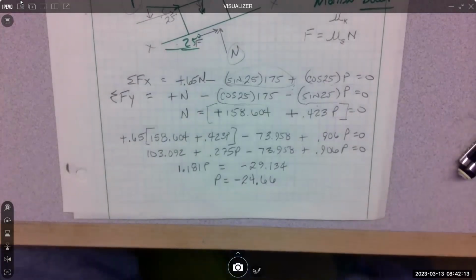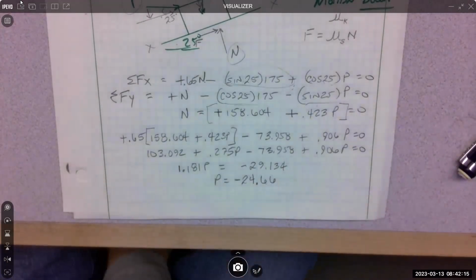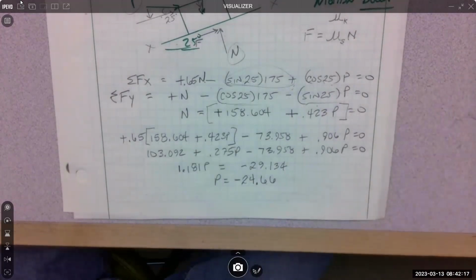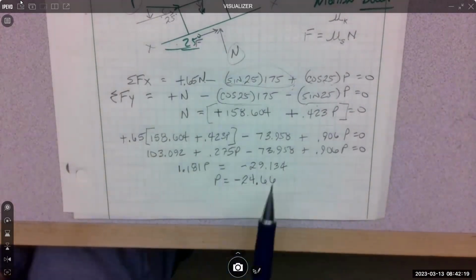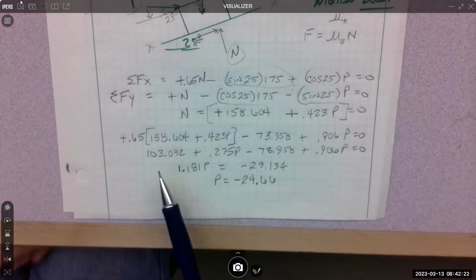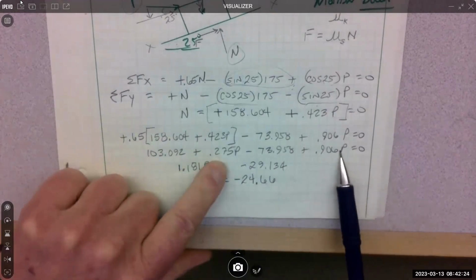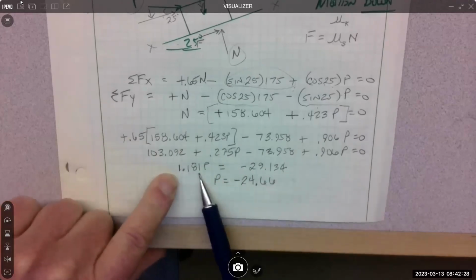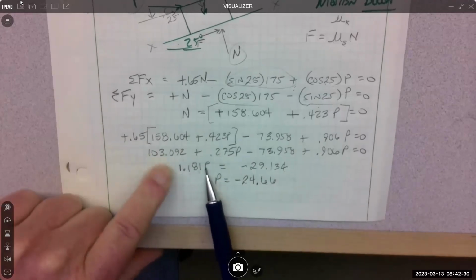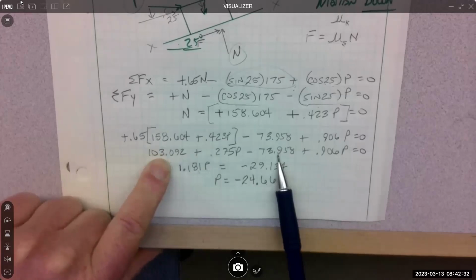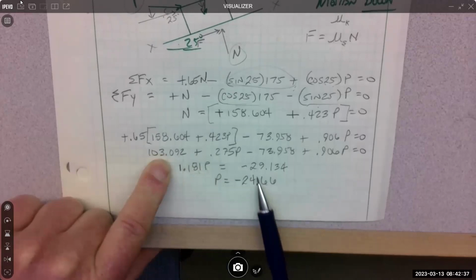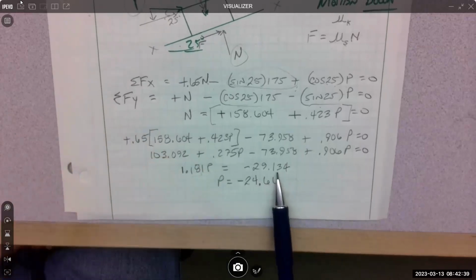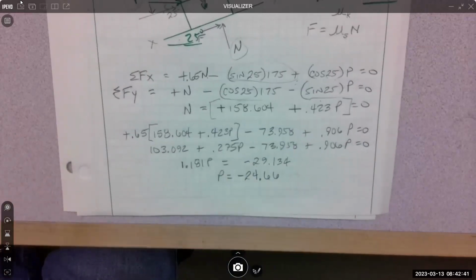It's complicated. You just have to go through it really carefully and slowly, and be careful with your signs. Once we got the two P statements, I just combine those and end up with 1.181 P. Then these two we move to the other side and add them because they're just numbers. We ended up with a minus 29.134, and then you do the division, and you end up with a minus 24.66.